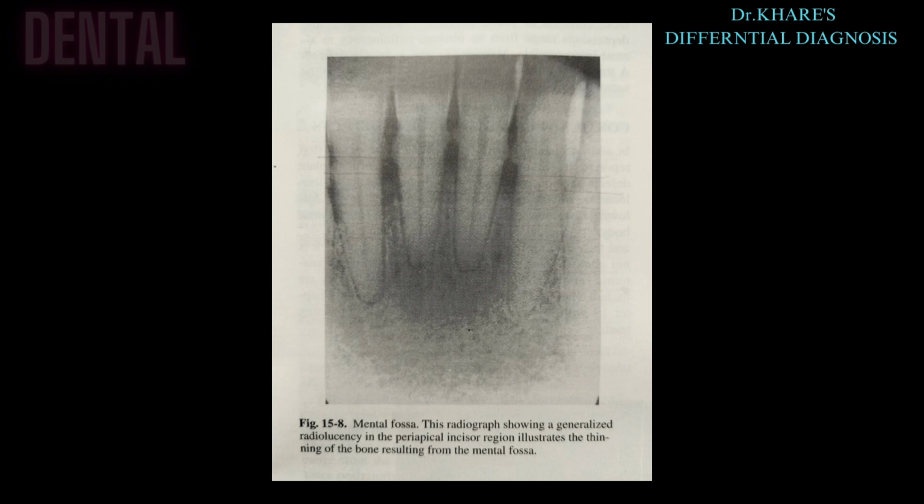This is the intraoral periapical radiograph of mandibular anterior region showing mental fossa. This radiograph showing a generalized radiolucency in the periapical incisor region illustrates the thinning of bone resulting from the mental fossa.